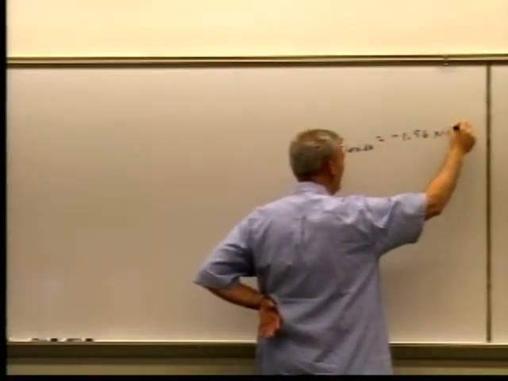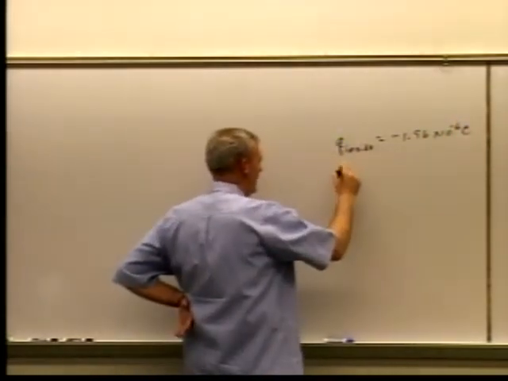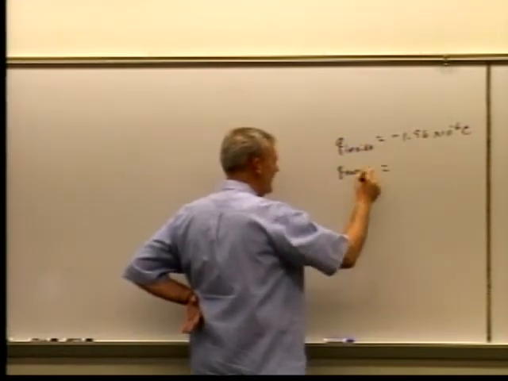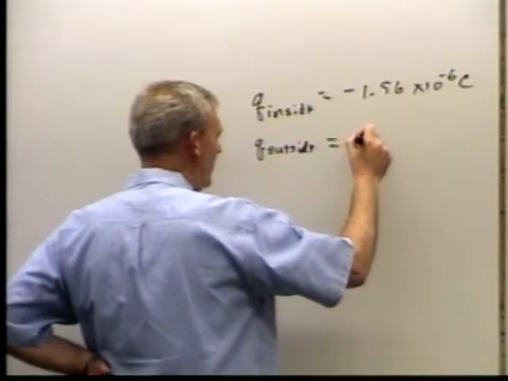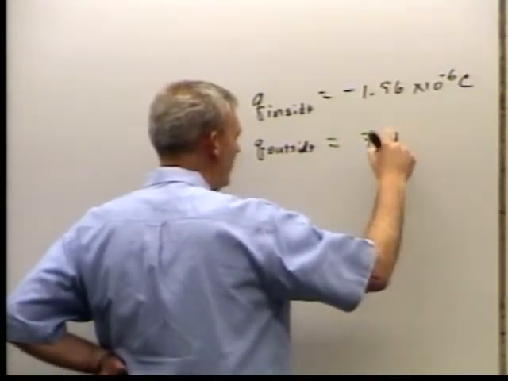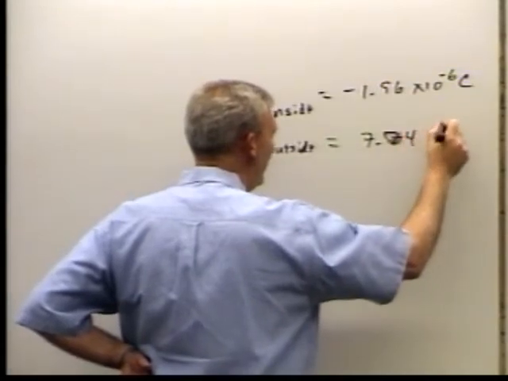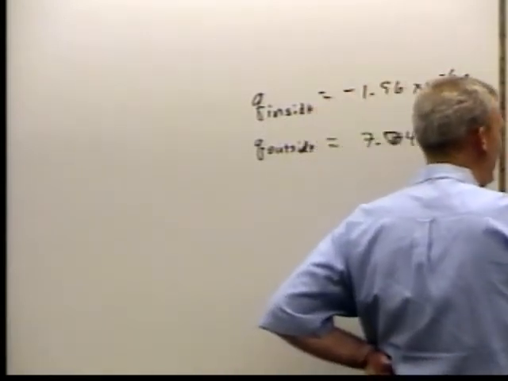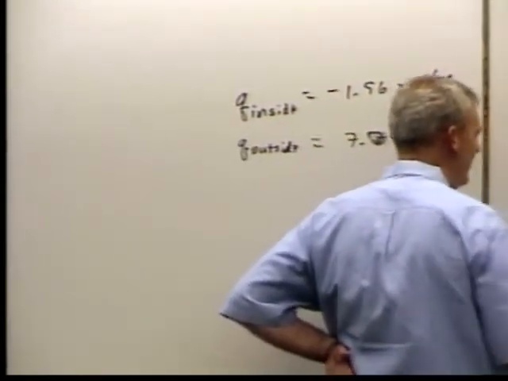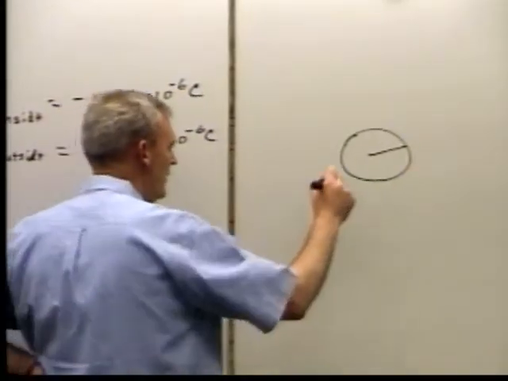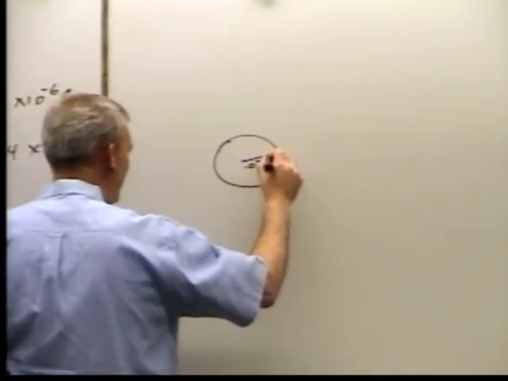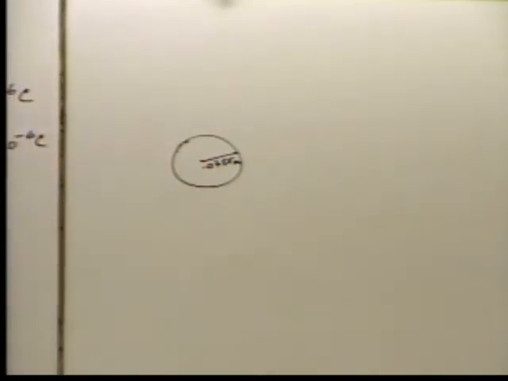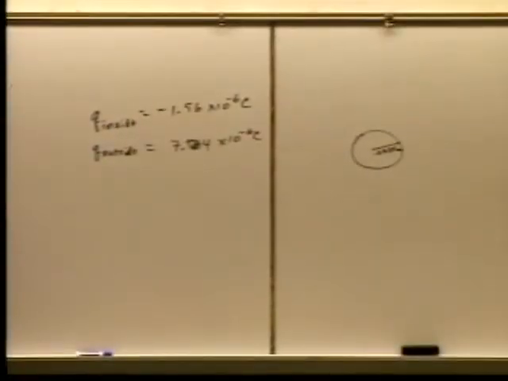Times 10 to the negative 6 coulombs. Okay. What's Q for the outside shell? Oh, plus 7.74 times 10 to the negative 6 coulombs. Okay, now what was the radius of your inner shell here? 0.0755 meters. Okay, and what was the radius of your outside shell? 1.85.